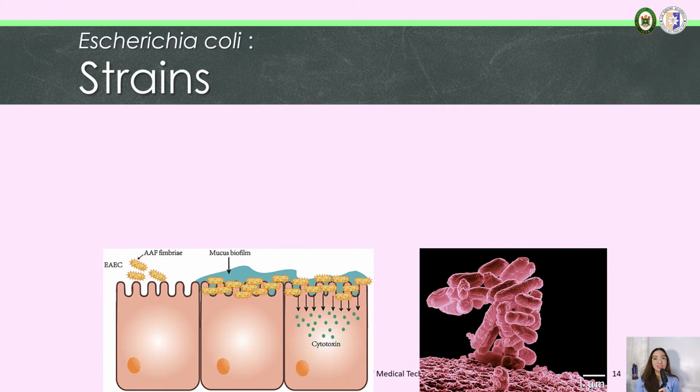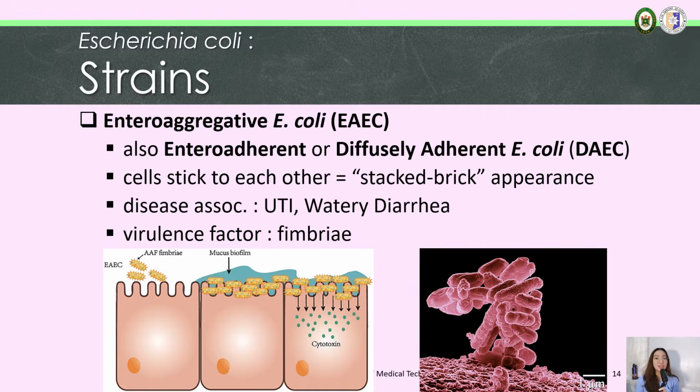Last strains are the enteroadherent and the diffusely adherent E. coli or the EAEC and DAEC. So in a lot of references, they're also referred to as the enteroaggregative E. coli. All right, so ulitin po natin, these strains are referred to as either the enteroaggregative, enteroadherent, or diffusely adherent E. coli. So those are three different terminologies, but we are talking about the same strain. All right. So they have been documented to cause both urinary tract infections and watery diarrhea.